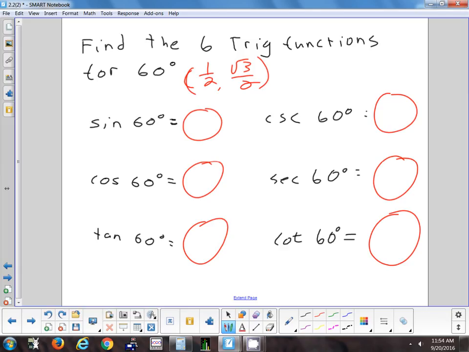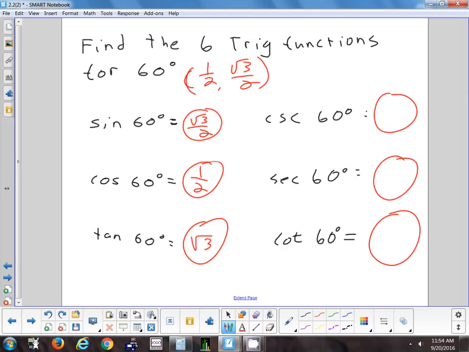So let's start with sine. Nick, what's my sine? Square root of 3 over 2. Yep. Nolan, my cosine? 1 over 2. Katrina, how about my tangent? Square root of 3. Yep, just divide them and the 2's cancel.